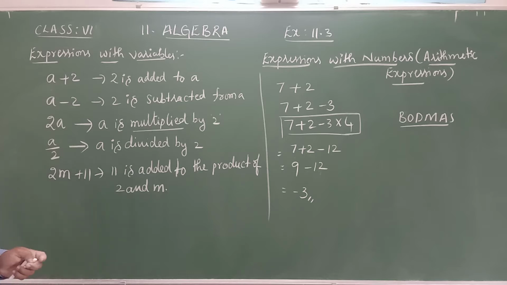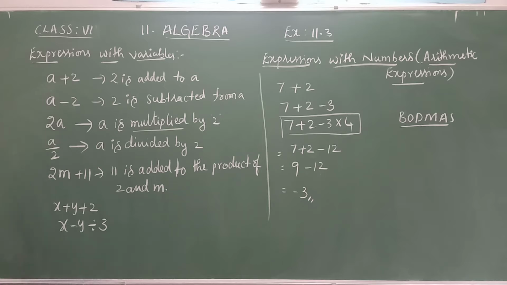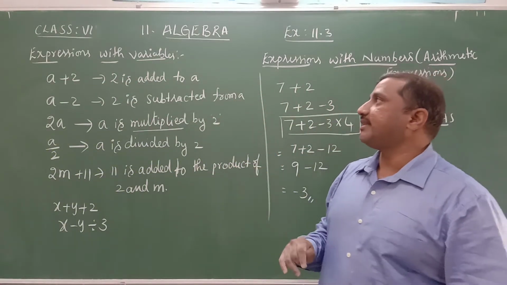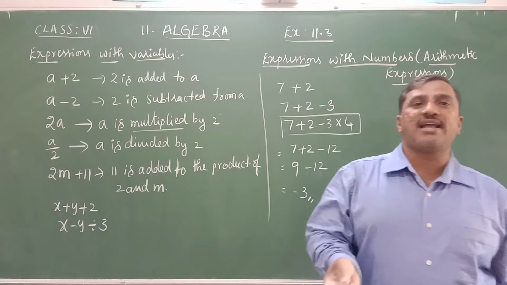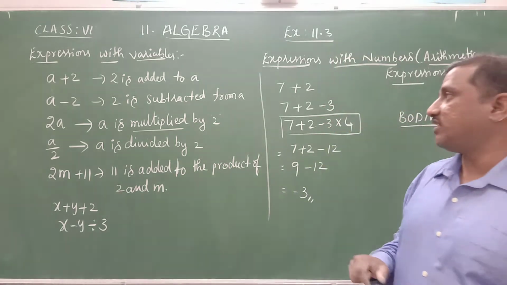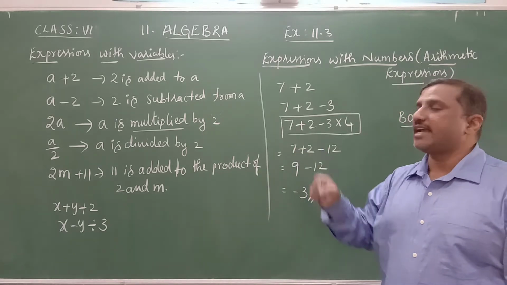So not only this, we can write like this: x plus y plus 2, x minus y divided by 3. All these are expressions with variables, and the numbers also, the constants, are there. So using the arithmetic operations like addition, subtraction, multiplication and division, we can express the statements as expressions.